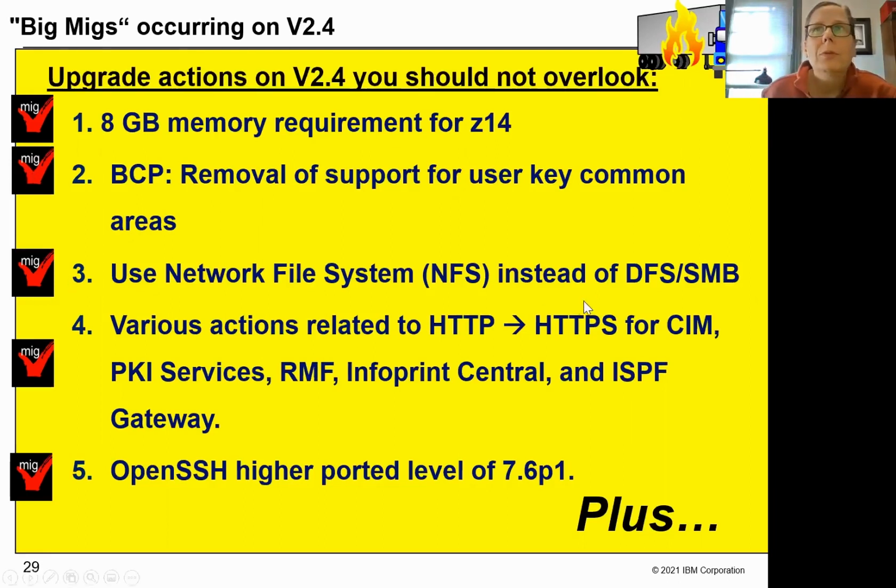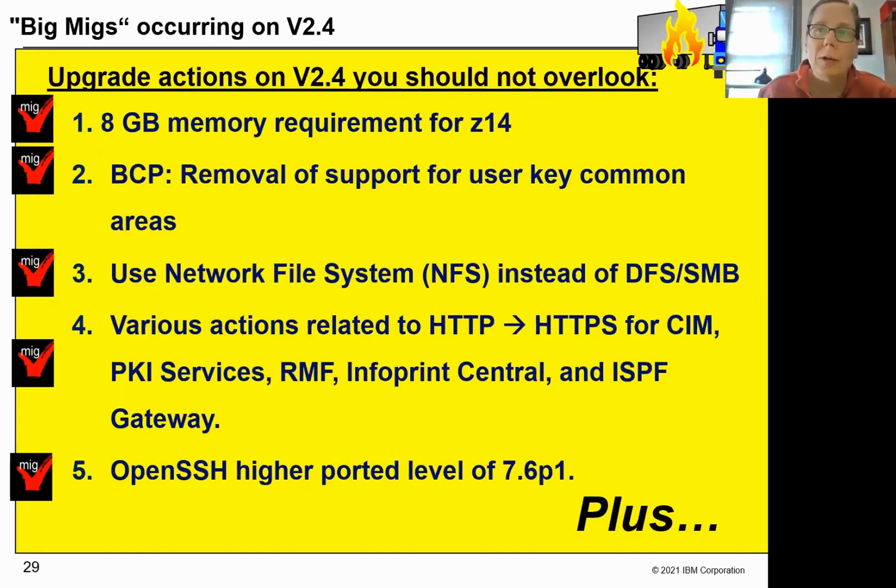The next one is number 3. So that was the SMB removal. Hopefully it won't impact a lot of people, but if you are using SMB, you do need to understand that in 2.4 it was removed. And then in 4, I talked about this in this presentation, which was a lot of the defaults going from HTTP to HTTPS, good defaults, and we've got health checks to help you identify that you're using HTTPS. And for ARM FDDS, that's the AT-TLS. And then also, here's a big one, the OpenSSH higher ported level of 7.6p1. That one's been a little rough for some customers. So keep a good eye on that one. And if you're already at 2.4, this one is behind you. You don't have to worry about it.